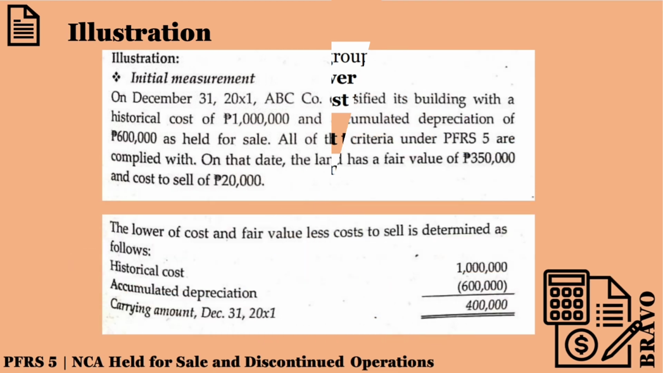To understand further, let us have this illustration. On December 31, 20X1, ABC Corporation classified its building with a historical cost of 1 million and accumulated depreciation of 600,000 as held for sale. All the criteria under PFRS 5 are complied with. On that date, the land has a fair value of 350,000 and cost to sell of 20,000.